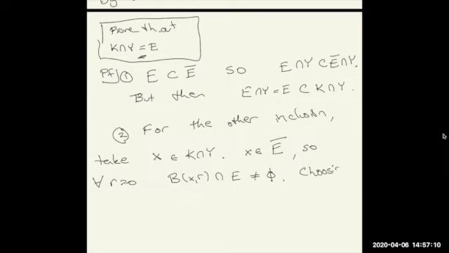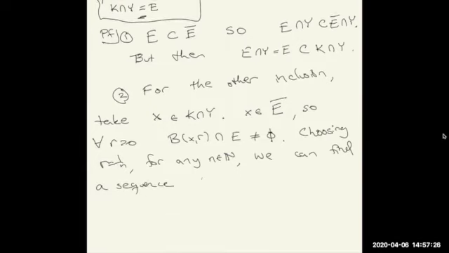Choosing r equals 1 over n for any n in natural numbers, we can find a sequence such that x_n is in B(x, 1/n) intersected with E. Because this set is not empty, we can find a sequence. By following immediately the statement with this, we see that this is possible. Okay, so we have a sequence x_n.